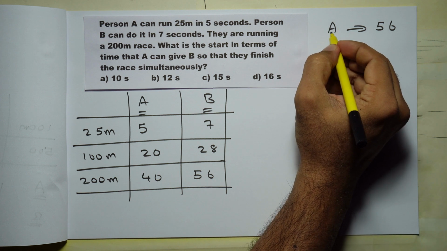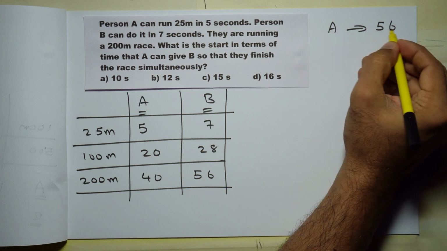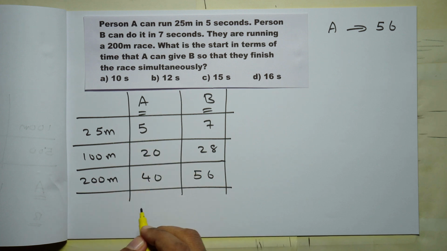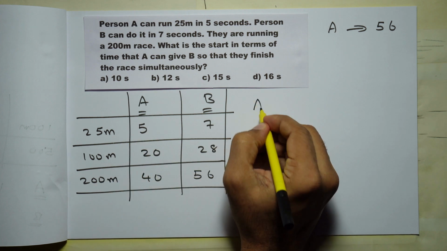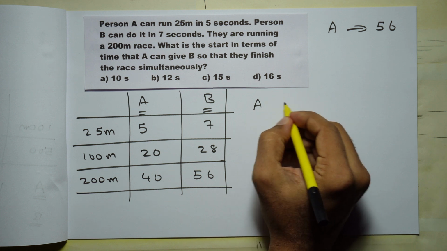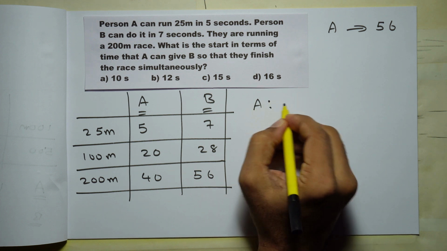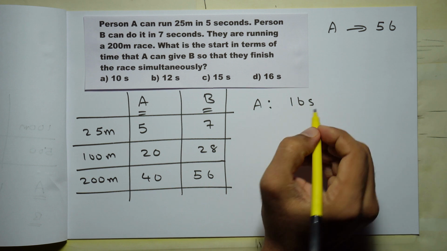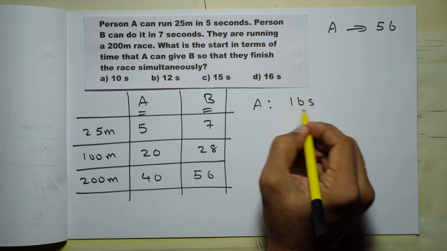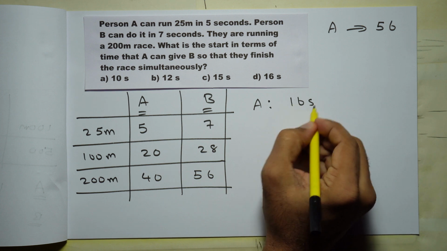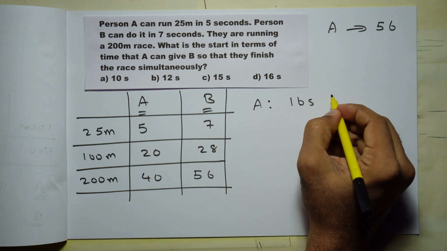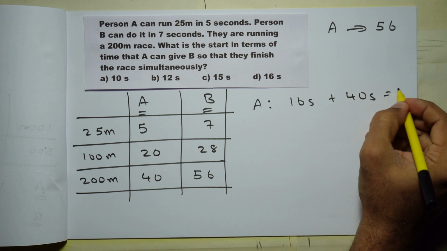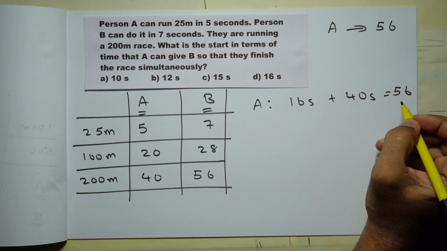So how can A run in such a way that A will take 56 seconds? You know that A actually requires only 40 seconds. Now the process is like this. For the first 16 seconds, A will remain stationary. A will not run for the first 16 seconds. A will just waste his first 16 seconds and then in 40 seconds he'll complete the race. Like this, A will require 56 seconds.